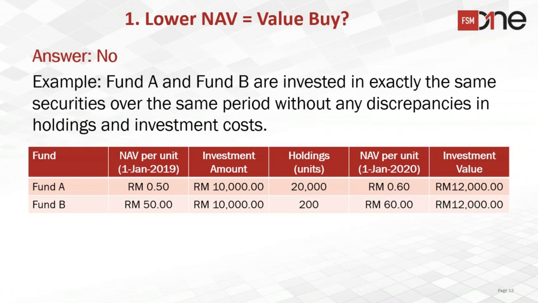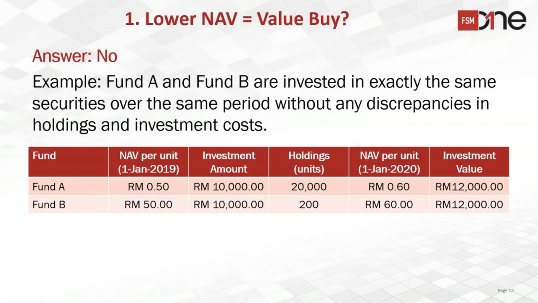So if let's say I invested 10K in both funds, I will get 20,000 unit in fund A, while I only get 200 unit in fund B because the NAV price is 50 ringgit. So if both of the fund invested in the same underlying stock, which is the example that I used just now, iFast, our company stock.